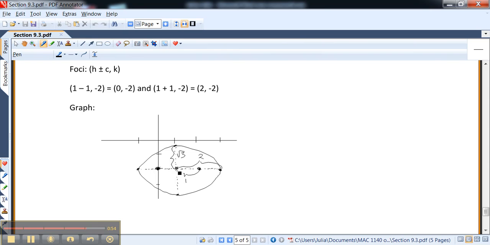Also notice up and down the distance is square root of 3, which we found those points approximately, and those I plotted. And here are the foci, which would be distance 1 in either direction from the center. And that's how I got the graph for the ellipse. And that's it.